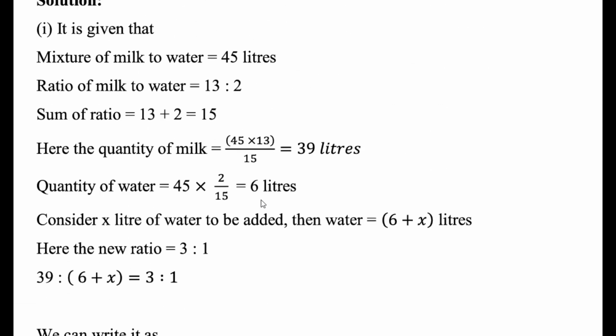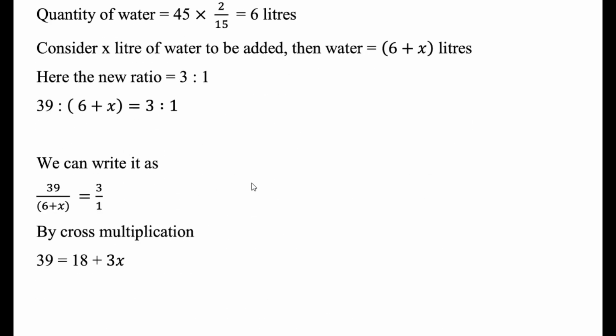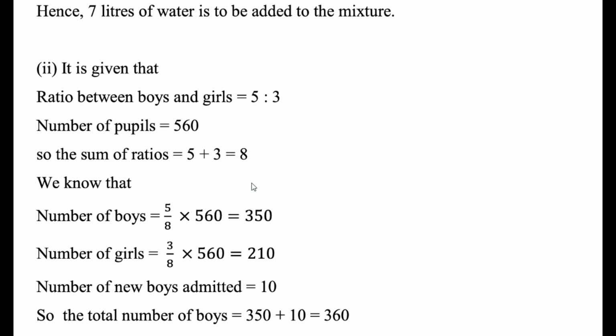Come to the next question. The ratio of the number of boys to the number of girls in a school of 560 pupils is 5 is to 3. If 10 new boys are admitted, find how many new girls must be admitted so that the ratio of the number of boys to the number of girls may change to 3 is to 2. This is also a little bit the same type of problem. So let's come to the solution part.